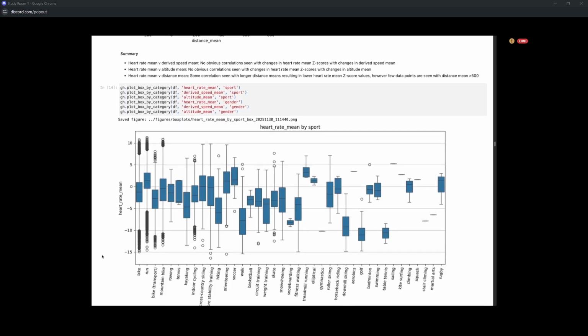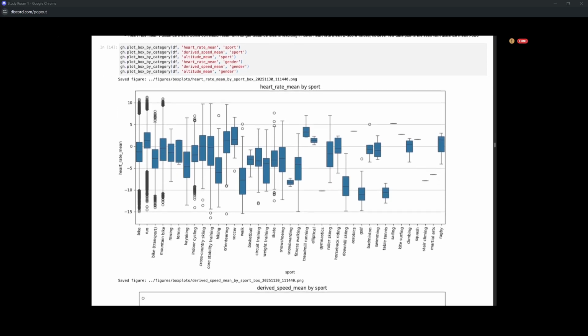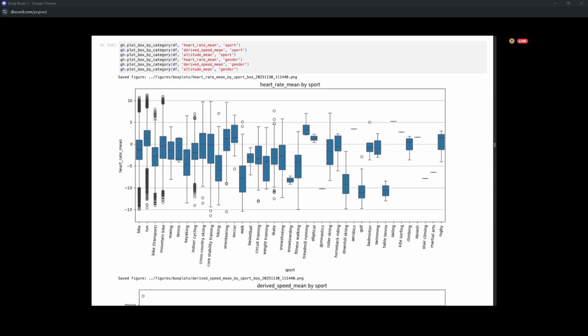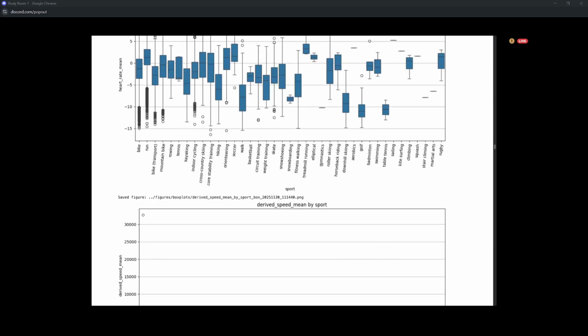The next set of plots we made were categorical box plots looking at the heart rate mean, derived speed mean, and altitude mean based on sport and then by gender. The first one, looking at heart rate mean by sport, some conclusions we draw from this is that based on individual points, the highest heart rates are seen with running, biking, and mountain biking. And then the highest median heart rates are seen with sports such as sailing, aerobics, and treadmill running. And then the lowest median heart rates are seen with sports like golf, table tennis, and gymnastics.